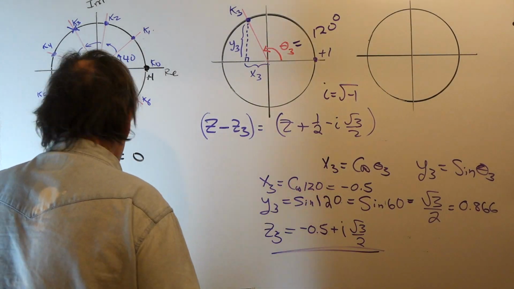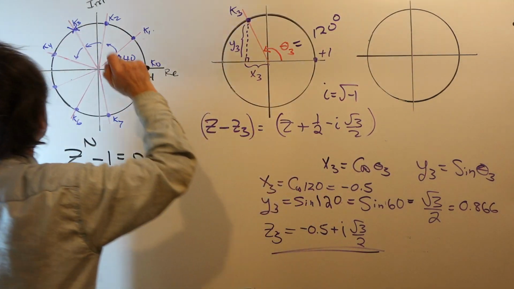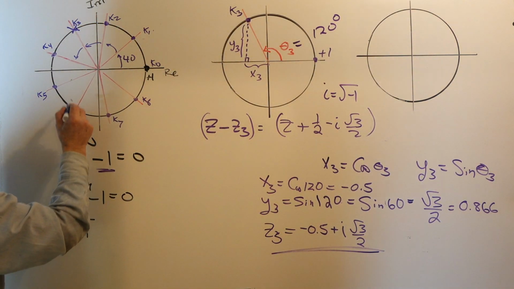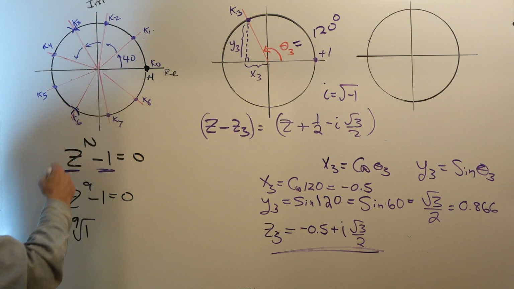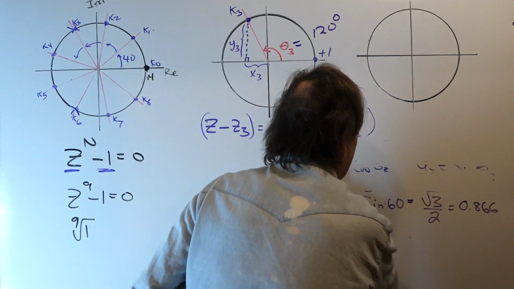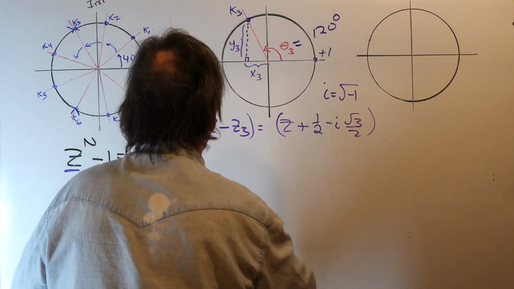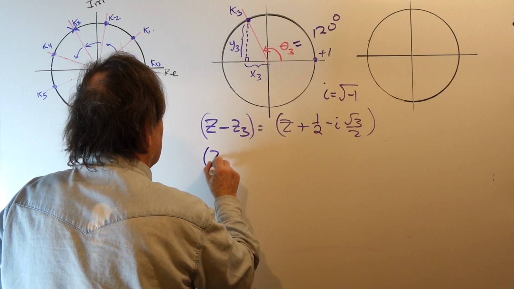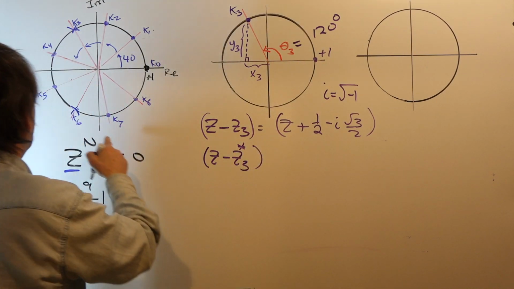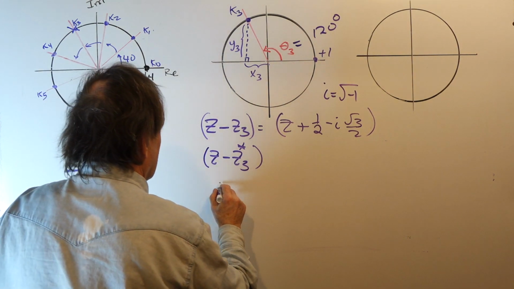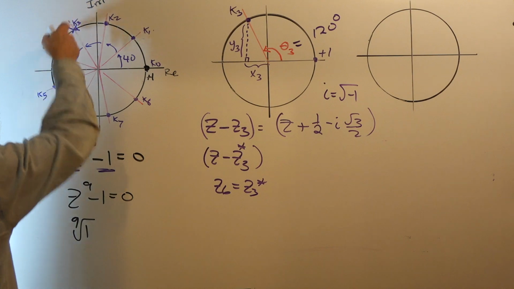So, let's see what happens. Now, if I found this root, then I've also found this root. This is its complex conjugate pair. We just negate the angle. So, what I could do is write this in this fashion. I know that z3 conjugate is also a root. Well, in this case, z6 is equal to z3 conjugate. It's just the conjugate pair.